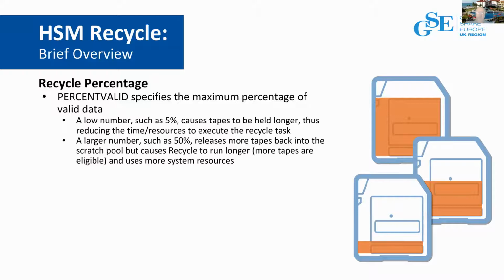Now, some of the things that you can manage with your recycle is actually looking at the percent valid, which specifies the maximum percentage of valid data before it's included in the recycle. If you're trying to save your CPU resources, I don't see anybody really going as low as 5%, but we frequently see people in the 25, 30% range before they allow it to be recycled.